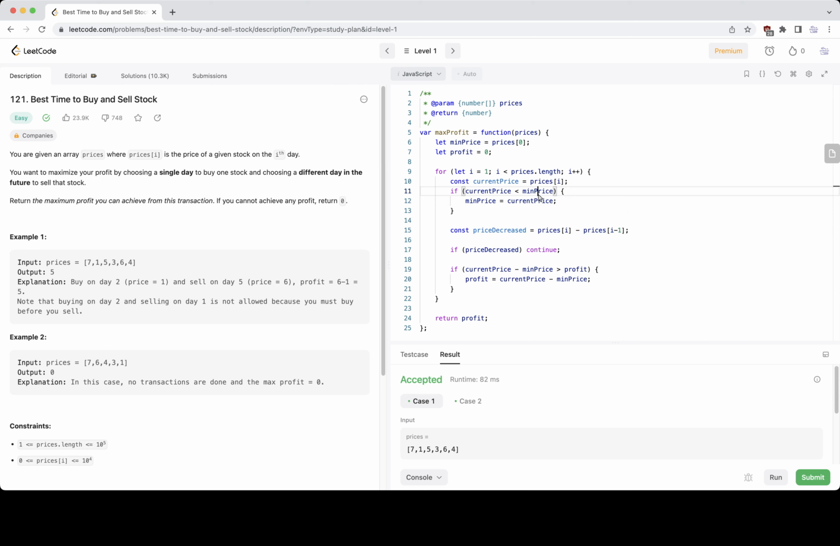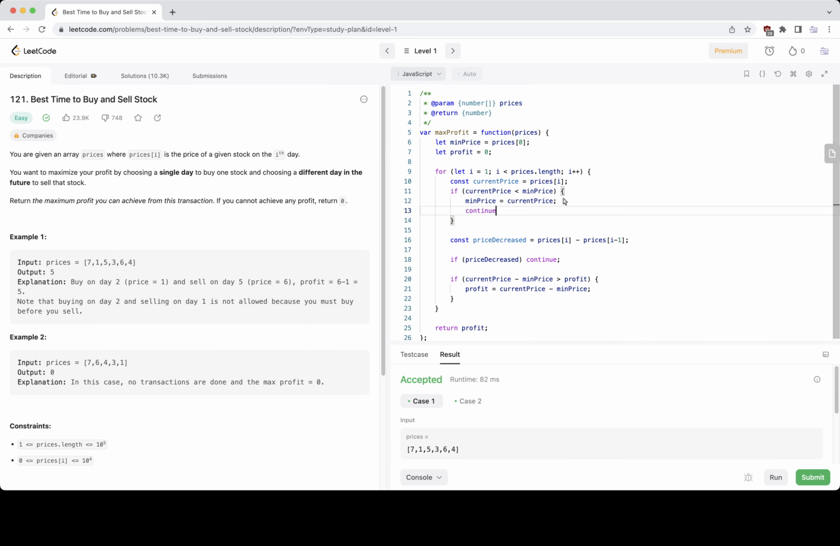Now, one other thing, if the current price is less than the minimum price, that means the price decreased. So we can actually continue. How do I know the price decreased? Well, we're at a price that's lower than we've ever seen it before. So it had to have decreased. No matter what the price was before, it had to have decreased to this new lowest price ever. Okay. So this is the same logic here. If the price decreased, we can continue.